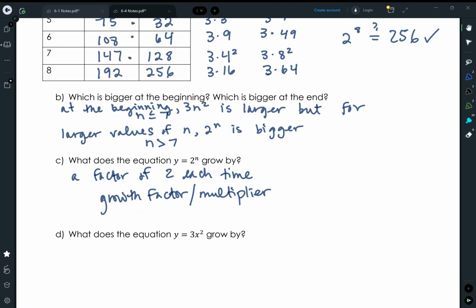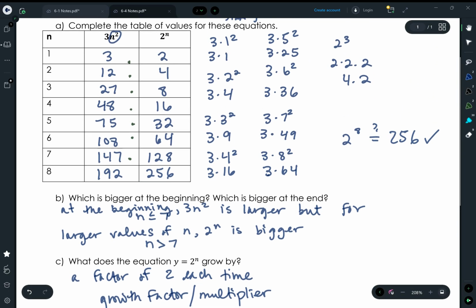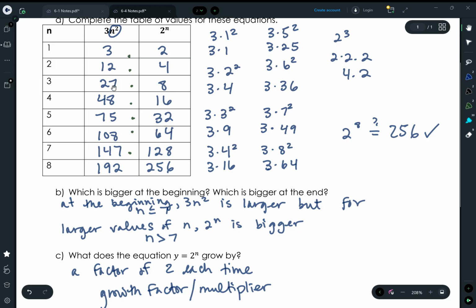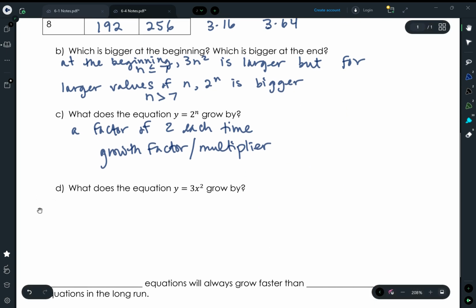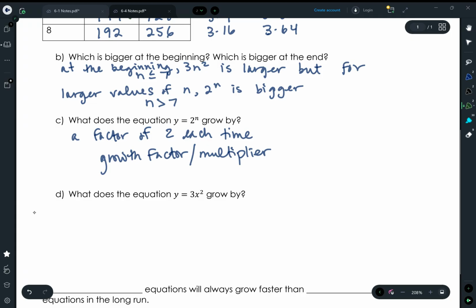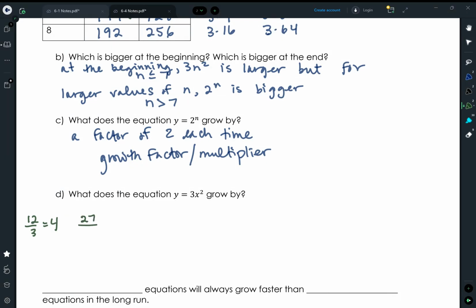So to figure out a growth factor, you're really dividing consecutive terms. So if I look at my consecutive terms here, I have 3 and 12, I have 12 and 27, and you're always doing the second one divided by the first one. So 12 divided by 3 or 27 divided by 12. So we're going to look at a couple of those. If I have 12 divided by 3, I'd have a growth factor of 4. My next term was 27. 27 divided by 12, because remember we're dividing the 2 in a row, is only 2.25.